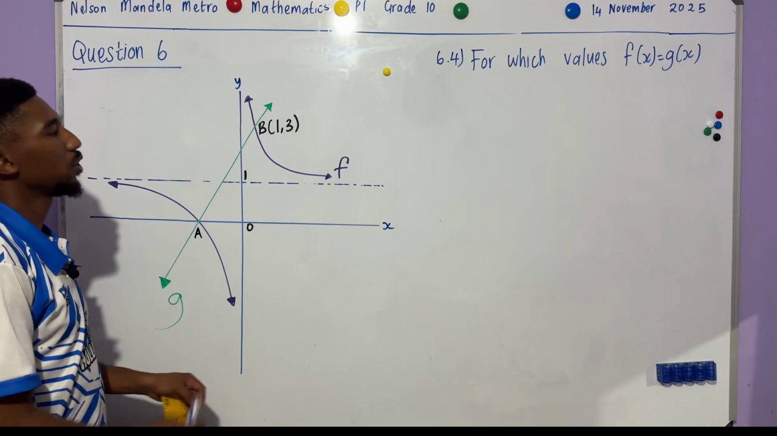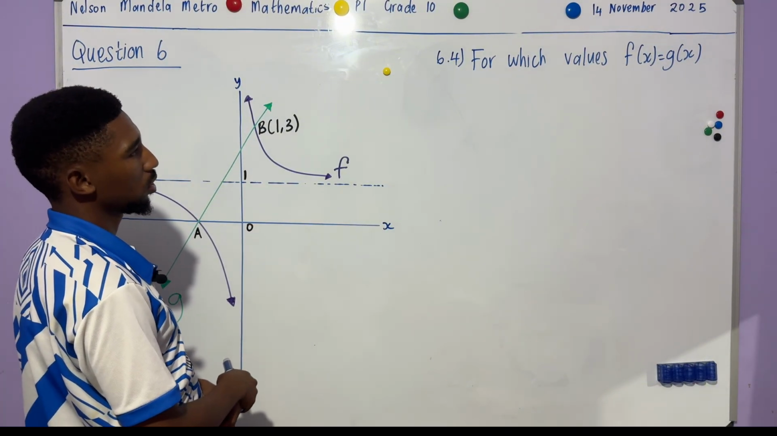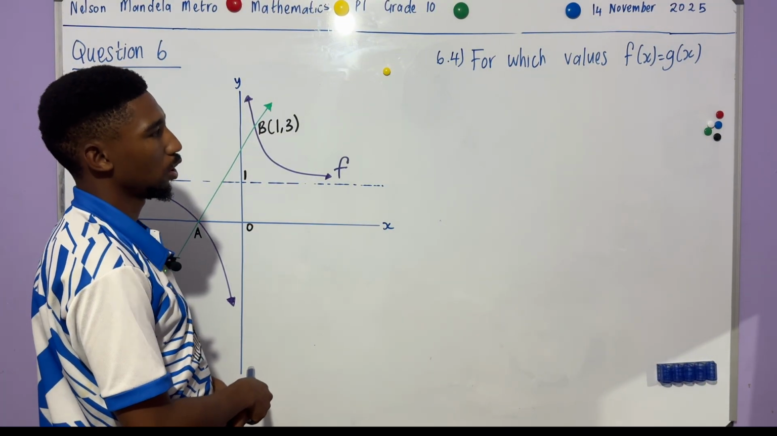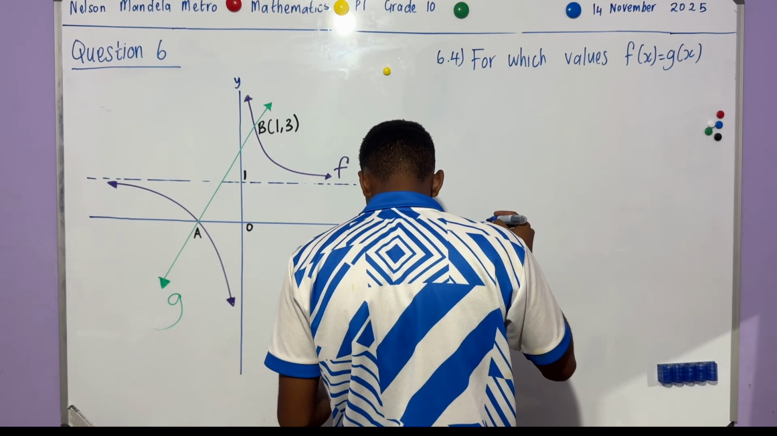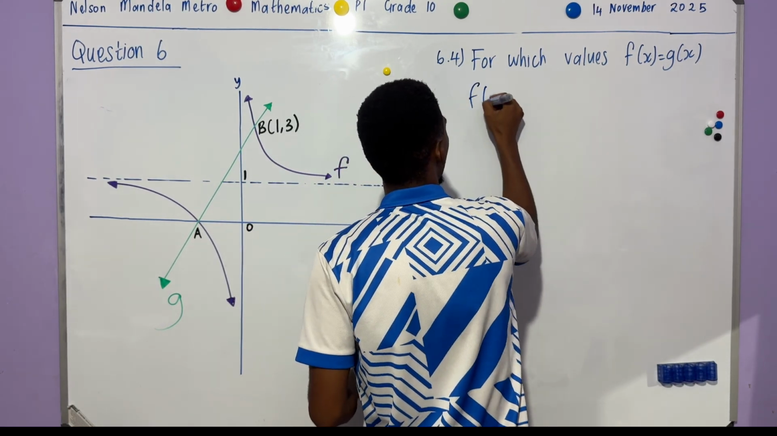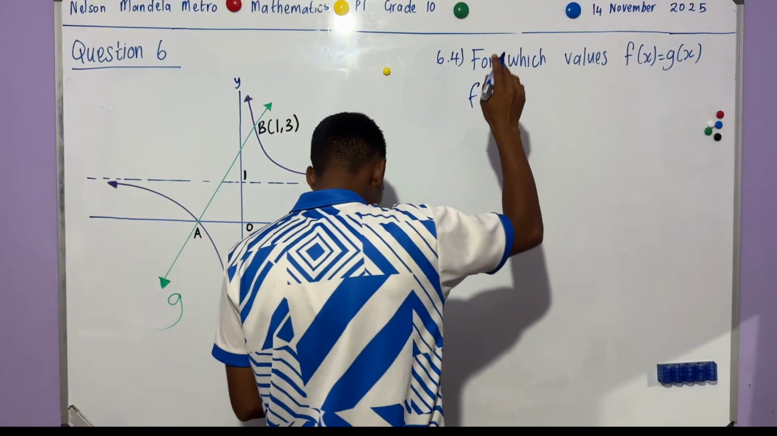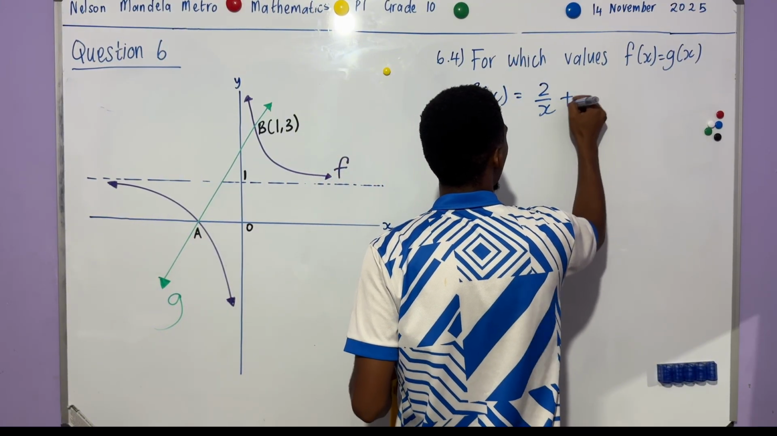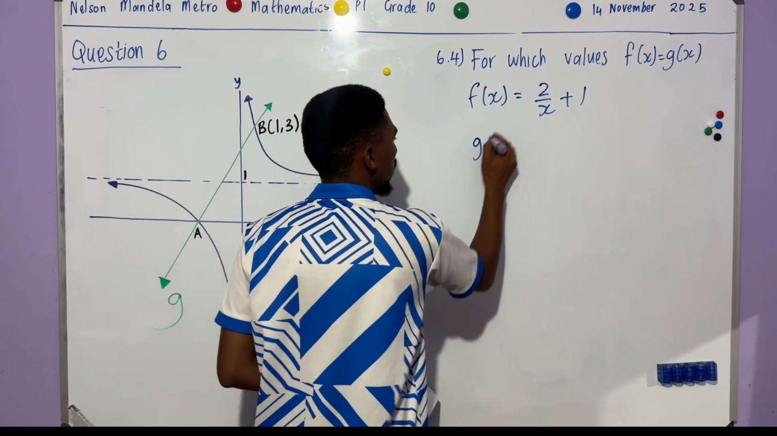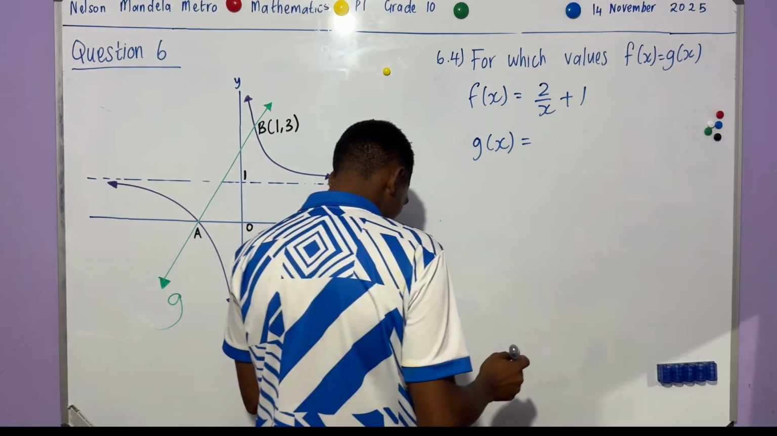Now, 6.4 is asking us, for which values is f of x equal to g of x? Earlier we saw that our graph of f of x, since we found b, we said b was 2, so we can say it's 2 over x plus 1. We're going to need the equations of both the f of x graph and the g of x graph.